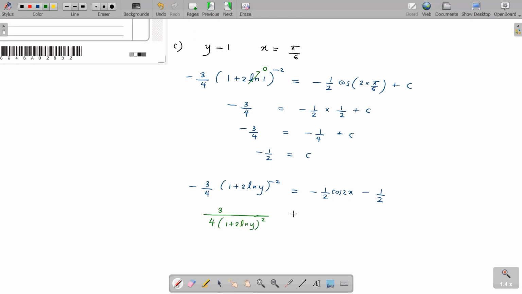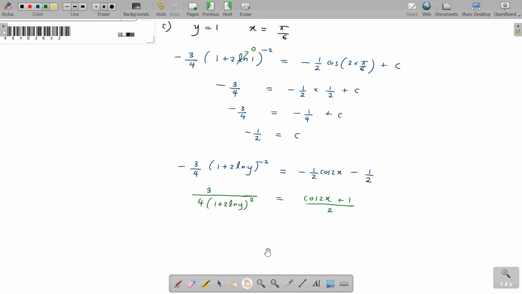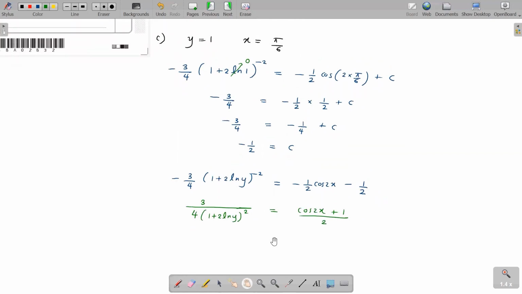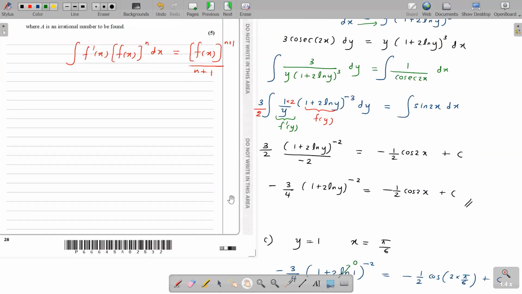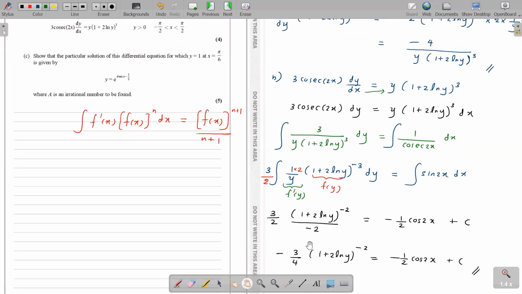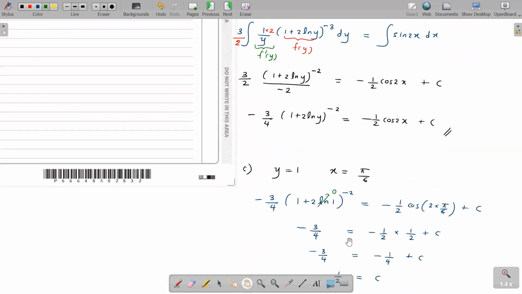So it's a power 2. I could take 2 as a common denominator here: cos 2x plus 1. I remove the negative sign from everyone, okay? So the entire term becomes positive. I need to make y the subject, isn't it? We need to make y the subject. It was sec x, right? Not sec 2x. It's sec x.